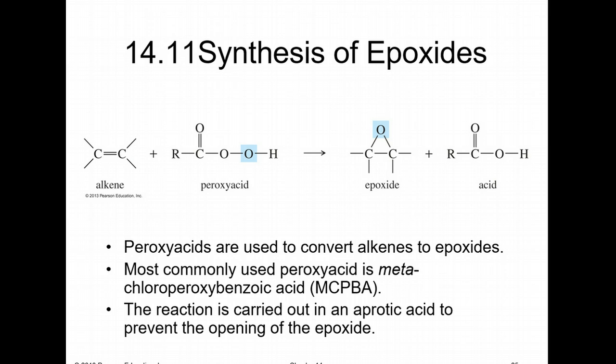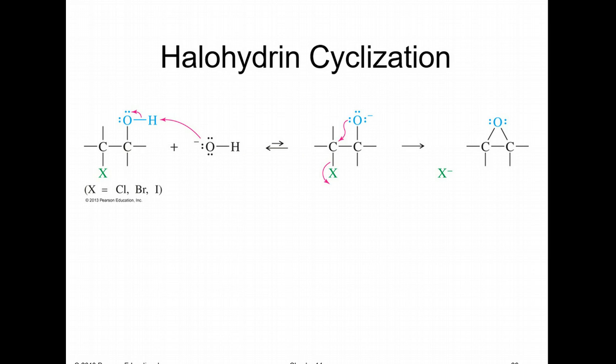And the reaction can't be done in water or any type of acid, because we've learned that you can open up these epoxides in the presence of acid or water, which we will talk about pretty soon. So that's one way of making the epoxide. The other way is a halohydrin.